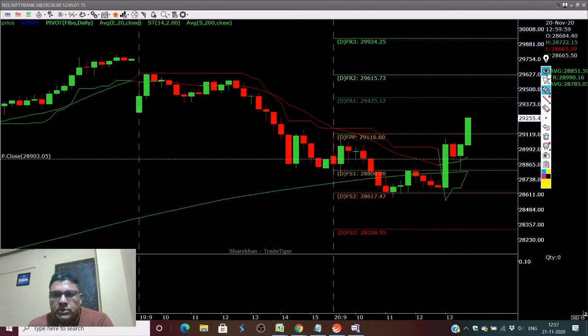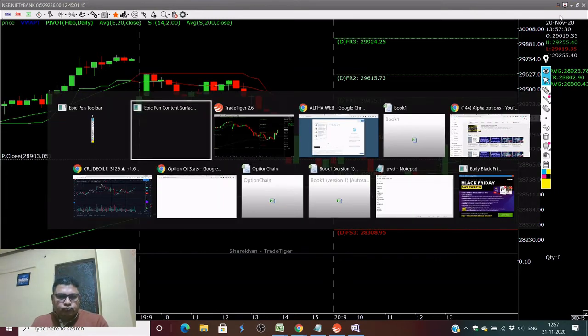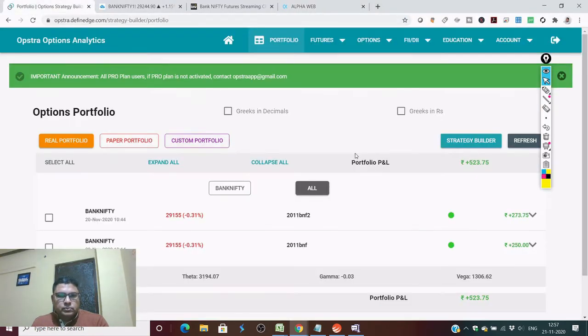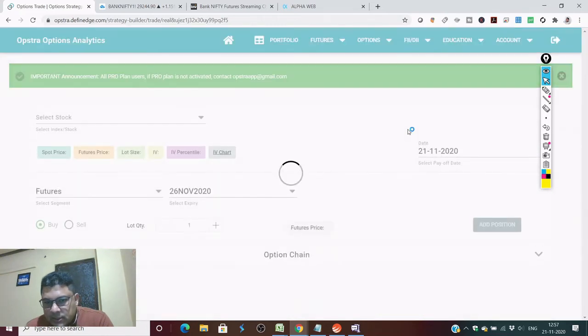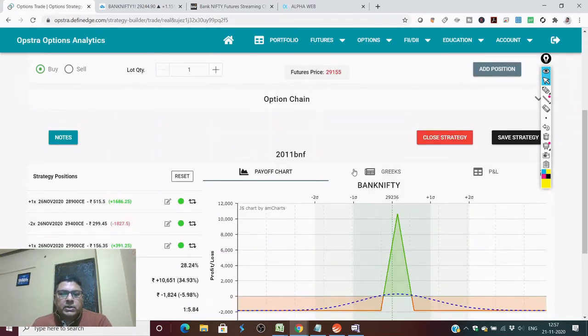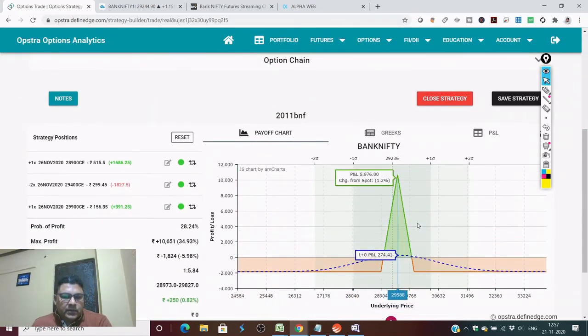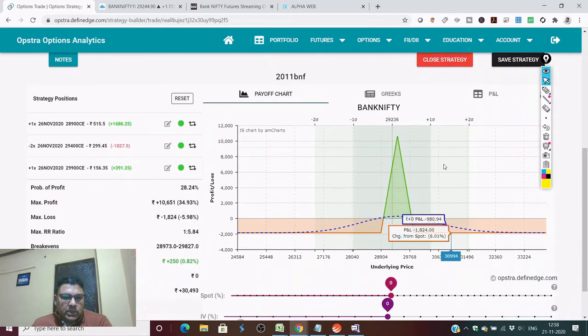Now let's go to our option strategy. So today I will show you how we adjust our butterfly position. So now I'm holding a butterfly. Let's analyze that only. So this is a butterfly on Bank Nifty. I have created it on the downside, so the market moved in my direction.